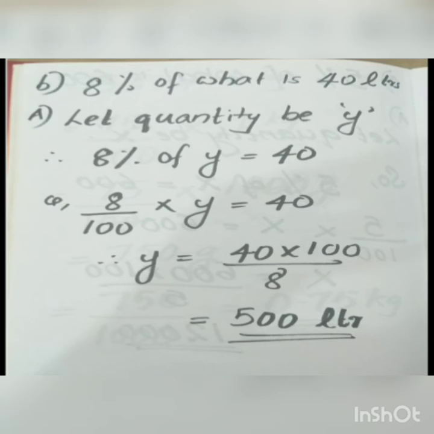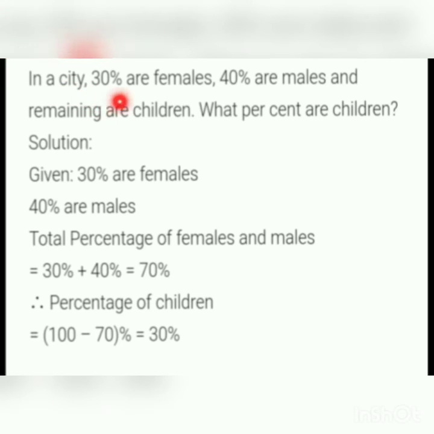Now another example. In a city, 30% are females, 40% are males and the remaining are children. What percentage are children? So here the percentages of males and females are given. We need to find out the percentage of children. So what percentage are females? 30. And what percentage are males? 40. So total 40 plus 30, that is 70%, we have females and males. So out of this we have 70% females and males, remaining what?